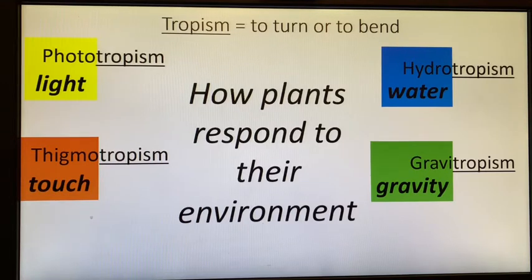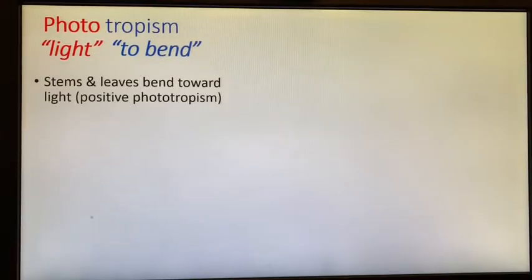So let's look at these one at a time, starting with phototropism. Phototropism, again, light, to bend towards the light. Stems and leaves of a plant will bend towards light. We call this positive phototropism.